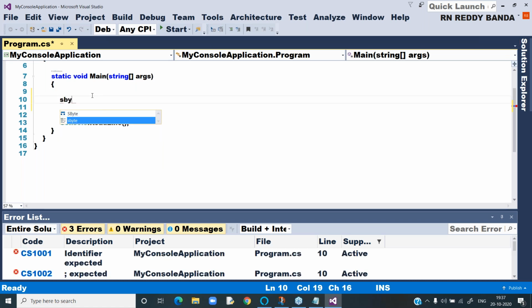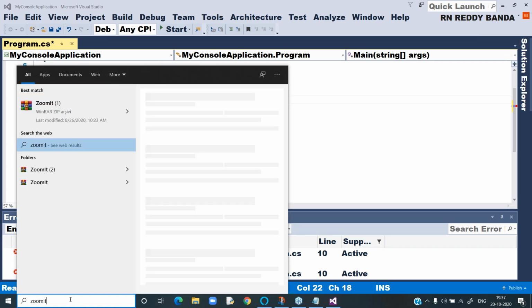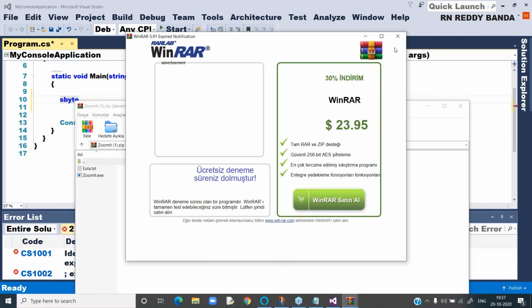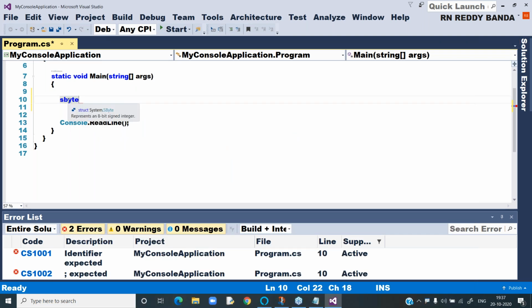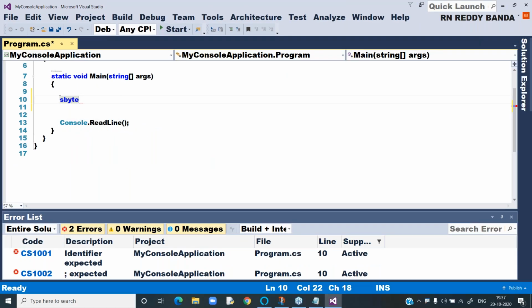SByte. The SByte base type is System.SByte. System dot, what is that? System.SByte, you see. One minute. System.SByte. Reply, not SByte right now.